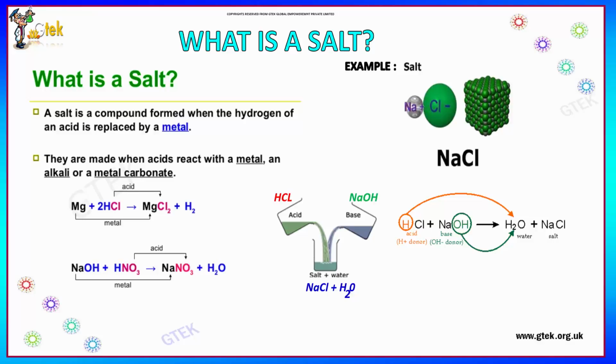Now we'll talk about salt. A salt is a compound formed when the hydrogen of an acid is replaced by a metal. As I told, your acid will react with a base to form salt and water. Your magnesium and hydrochloric acid form your salt and hydrogen. And your sodium hydroxide reacts with your nitric acid to form your sodium nitrate and water.